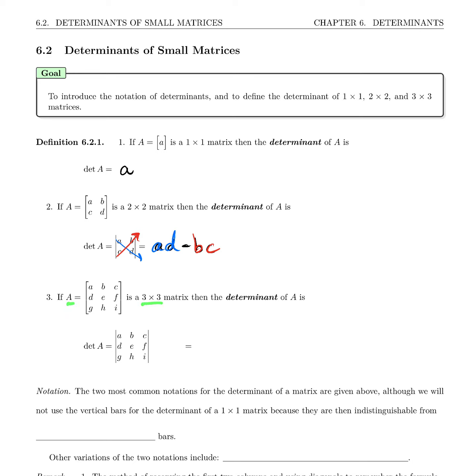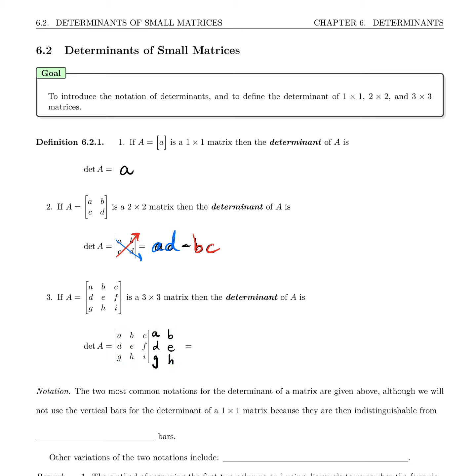3. If A is now a 3 by 3 matrix, A, B, C, D, E, F, G, H, I, then the determinant of A is, here are those two notations, det A and vertical bars around A, B, C, D, E, F, G, H, I. The calculation is something that nobody remembers the formula of. They remember the method. And the method, like you did with the cross product, involves recopying the first two columns outside of the determinant bar. So I've taken the first two columns here, ADG, recopied it, BEH, recopied it.